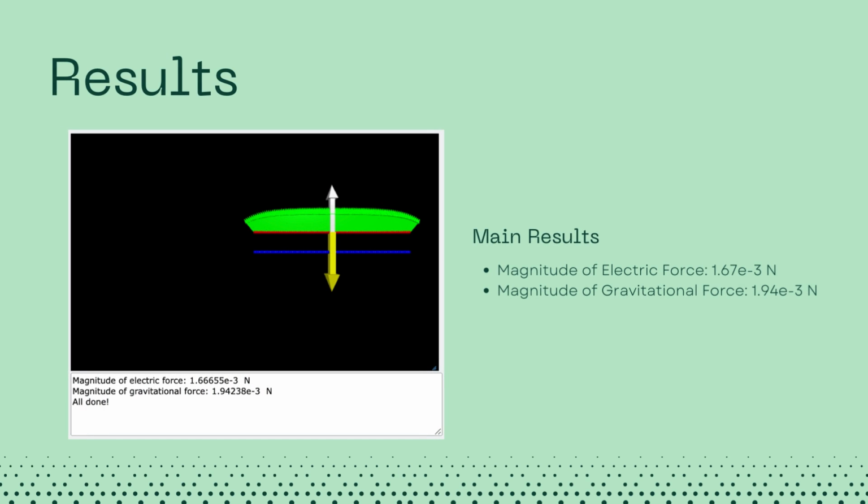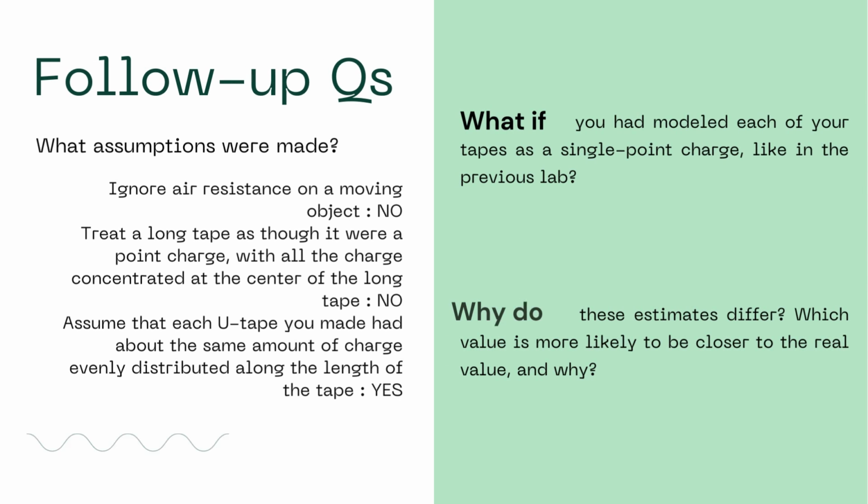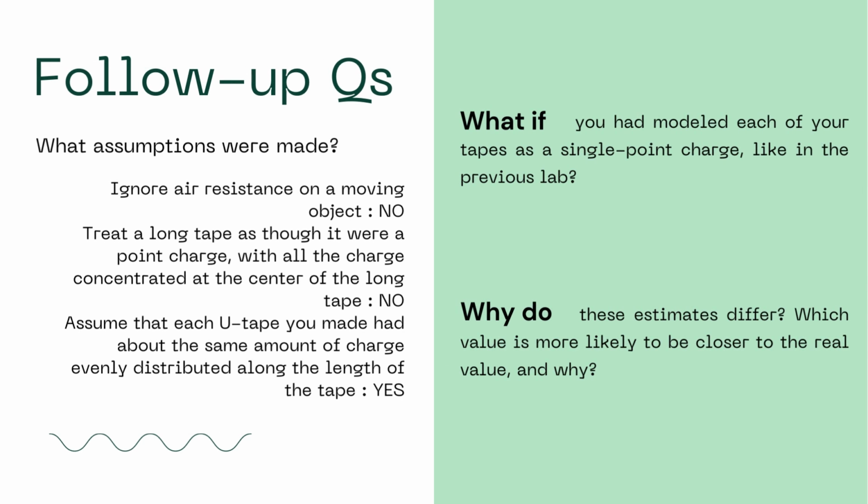These are the results generated from the code. The magnitude of the electric force is 1.67 E negative 3 newtons, and the magnitude of the gravitational force is 1.94 E negative 3 newtons. To end this presentation, I'll answer the following questions.